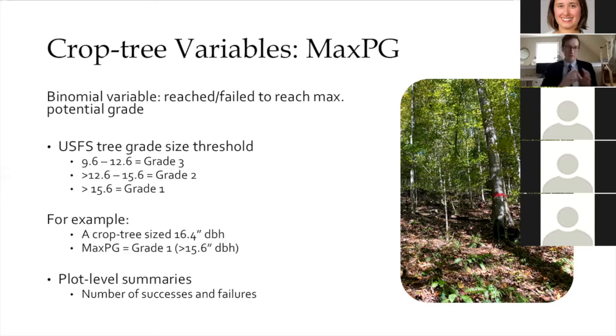So again, quick example, a crop tree that has a size of 16.4 inches in diameter had a maximum potential grade of grade 1. Now, just because it can qualify to be a grade 1 tree doesn't mean that various defects or issues with growth or maybe rot might not bump it down to a different grade. So the maximum potential grade represents the grade that it could be based only on diameter. We developed a binomial variable where 1 meant the crop tree was the best grade it could be, and 0 meant it failed to reach the best grade it could be. Then we developed plot level summaries, again with the number of successes and the number of failures in the plot.